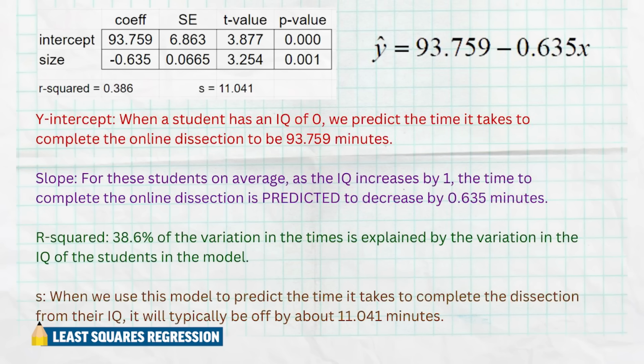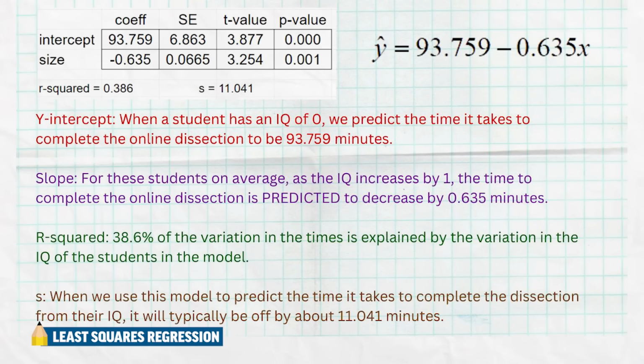Now, what about the slope? The slope is negative 0.635. And well, that tells us that for every 1 point that a person's IQ goes up, we predict it to take 0.635 minutes less for them to finish the online dissection. So as the IQ of a person goes up by 1, we predict it to take 0.635 less minutes to complete the exam, or the online dissection, excuse me.